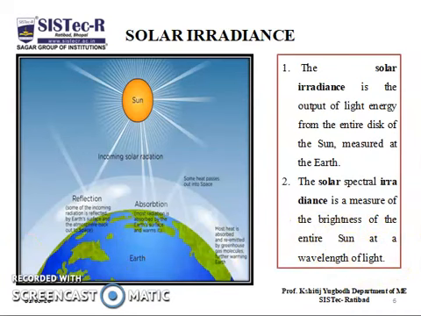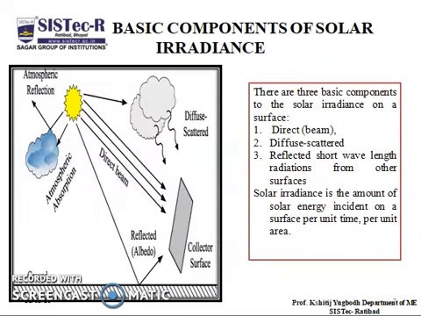Now, there are basic components of solar irradiance, because the brightness all depends upon three different factors, and we are discussing them. In this figure we can see there are three different components of the solar irradiance. The first is direct beam. It is directly coming on the collector because there is no intermediary between this.